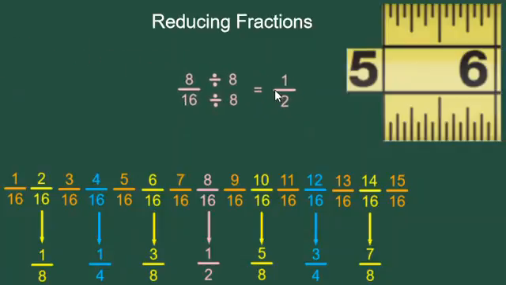Finally, here's the pink fraction. 8 over 16. 8 and 16 have a greatest common factor of 8. So I divide top and bottom by 8 and I get 1/2 as my answer. 8 sixteenths is equal to 1/2 inch.